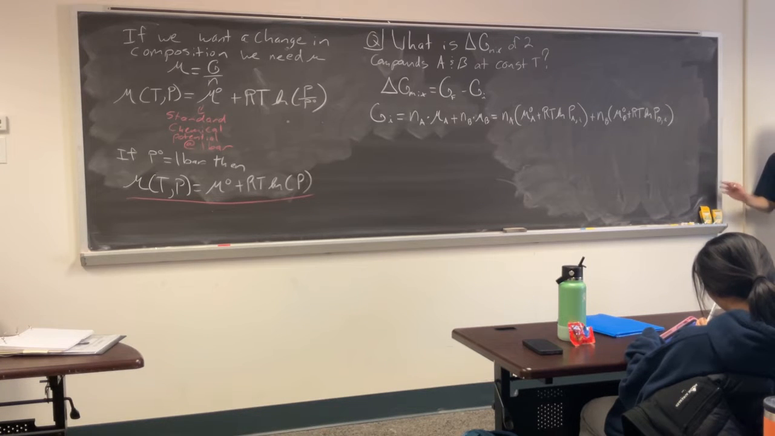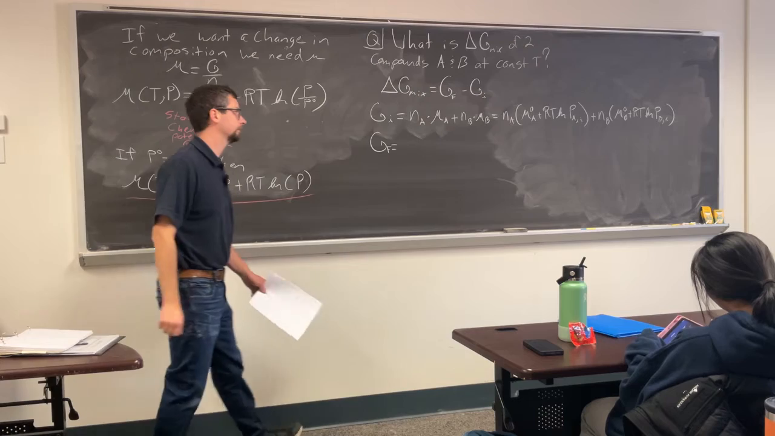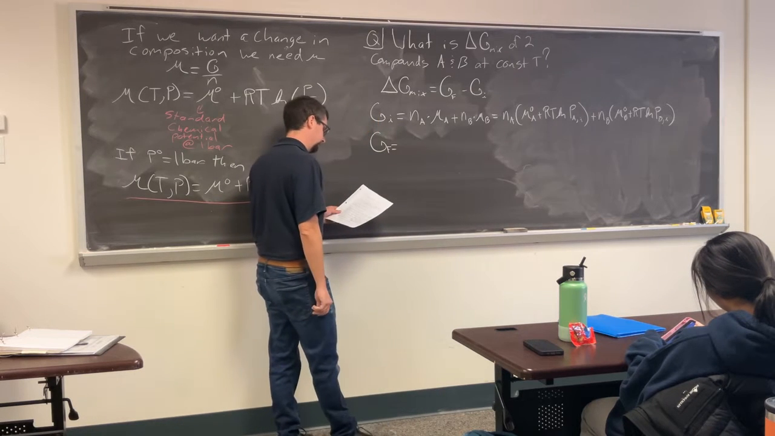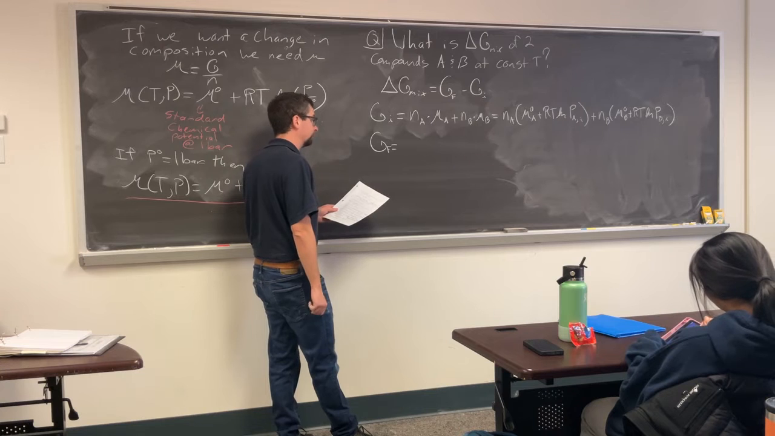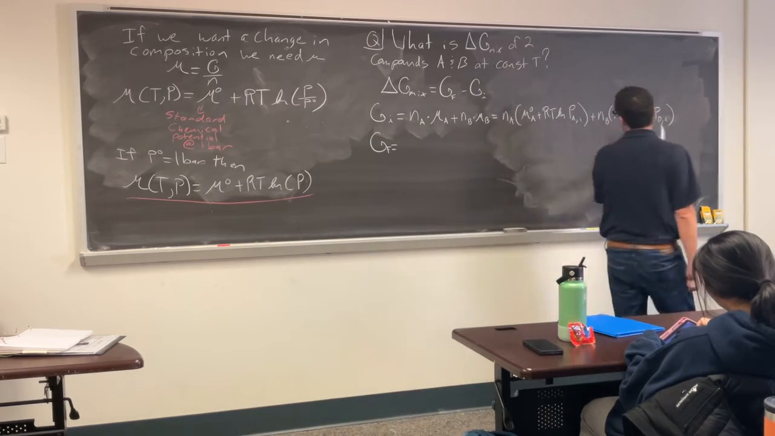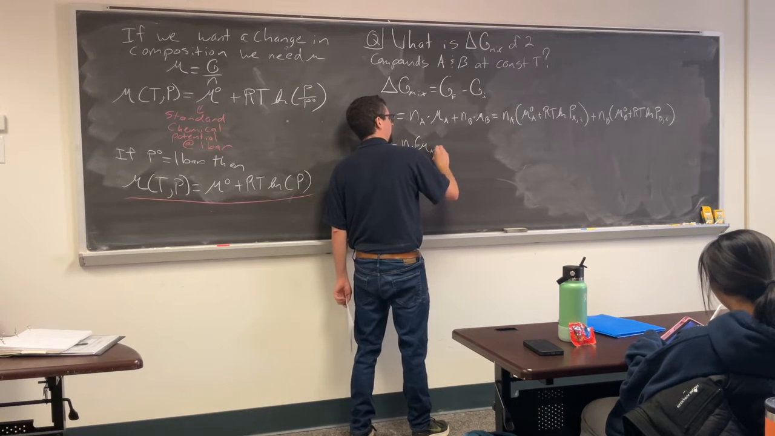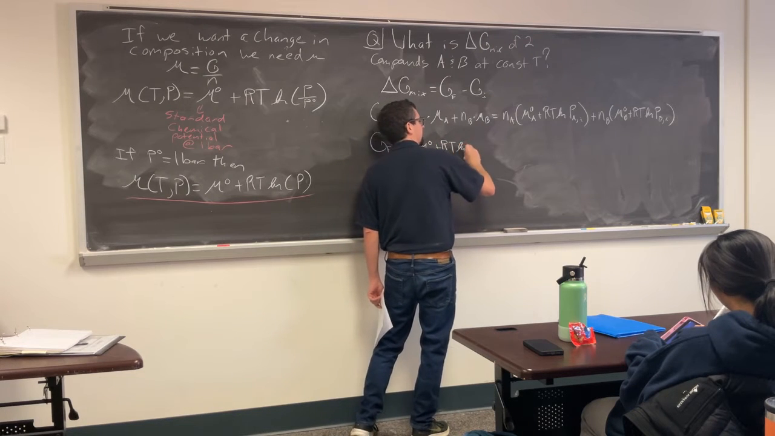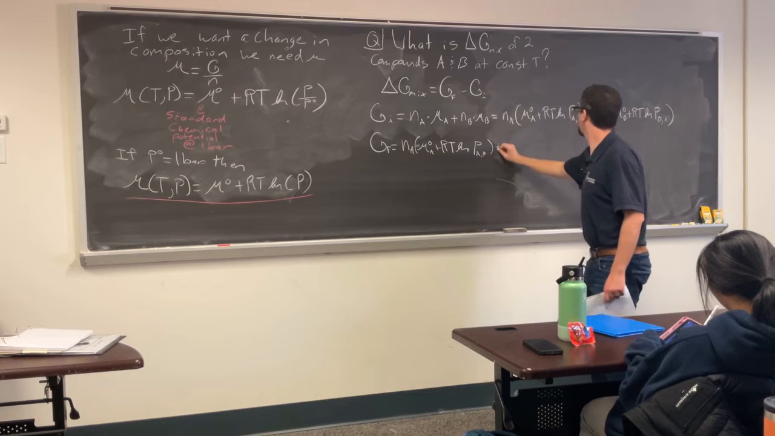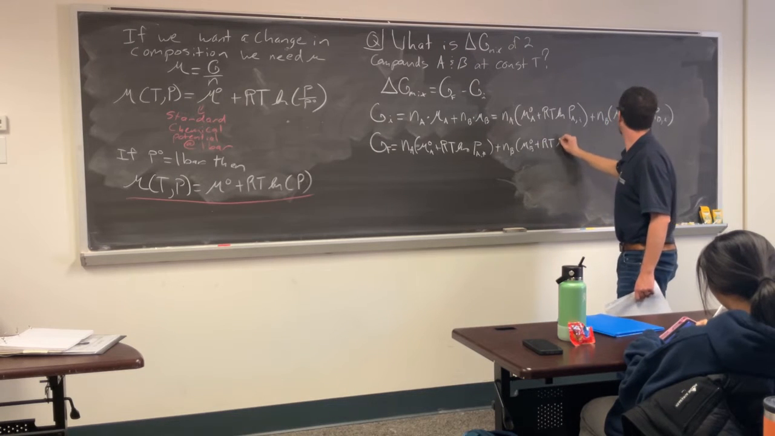So we're starting at some initial pressure, we're going to some final pressure. What's the expression for G sub F going to look like? Yeah, same thing, but with final pressures. Okay. So n sub A times mu naught of A plus RT ln P_A final, plus n B, mu naught of B, plus RT ln P_B final.